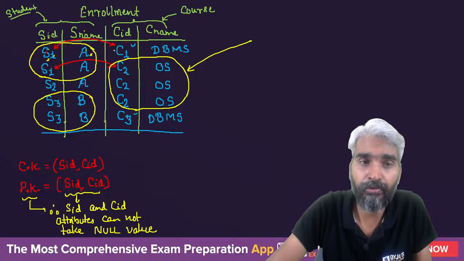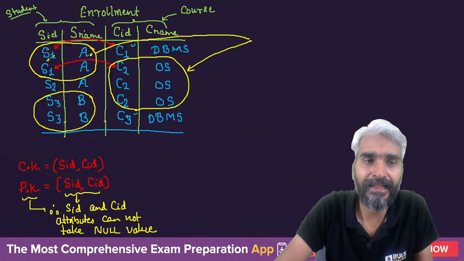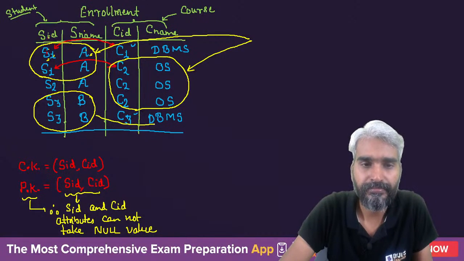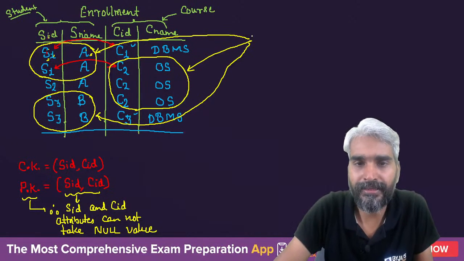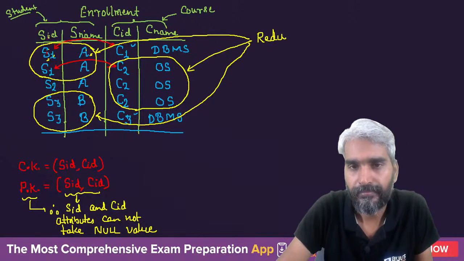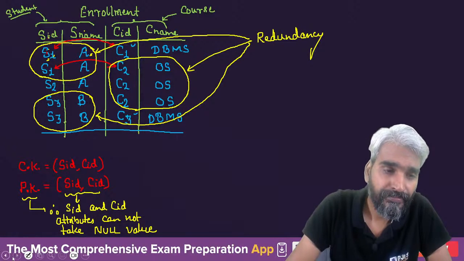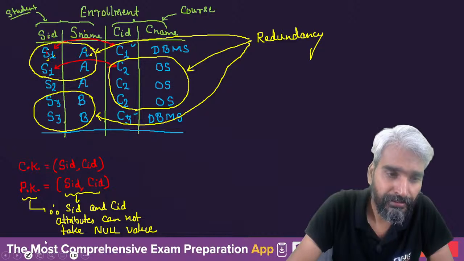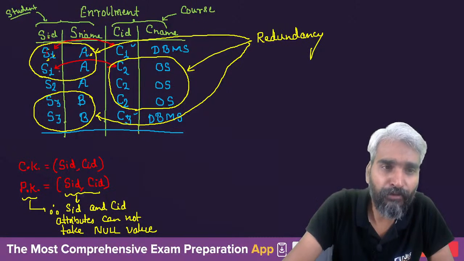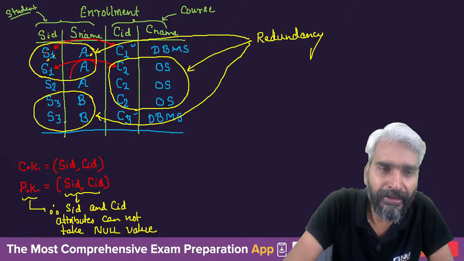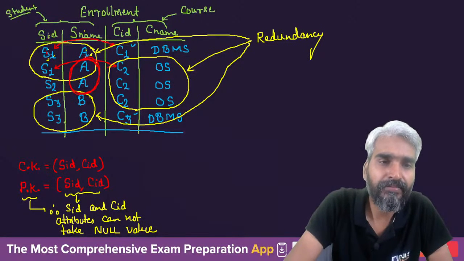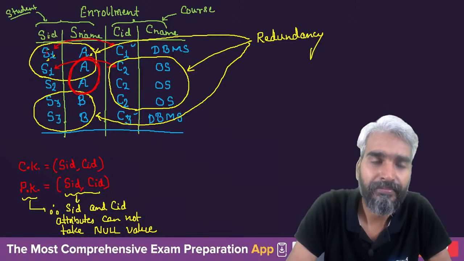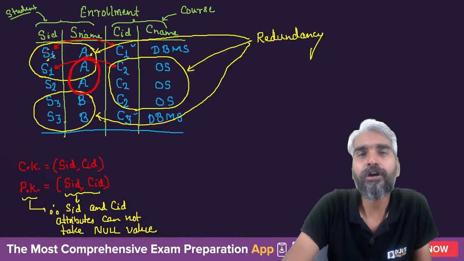I'll give you one important thing here. This corresponds to redundancy. Right? But tell me, whether this information, that A is appearing twice, is a redundancy or not. This thing which I have circled with the red color, is it a redundancy or not?